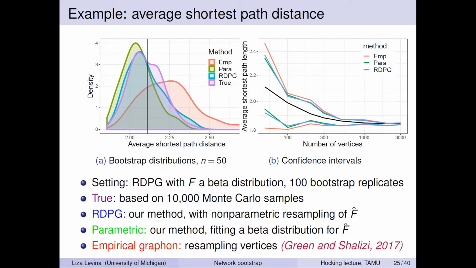But then there's this other approach, which is resampling vertices directly. I'll say a little bit more about that in a minute. It doesn't take into account latent positions at all, and you can see that it ends up being quite a bit off. Still not terrible, but definitely more off than the other ones. And these are the corresponding confidence intervals as a function of the size of the graph. You can see that, of course, uncertainty goes down because the dimension is fixed. You estimate the distribution better and better. And again, you get slightly narrower ones from this non-parametric bootstrap.